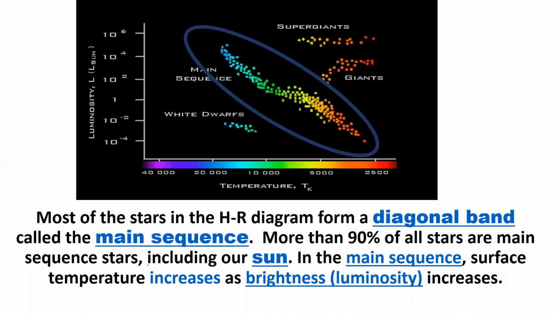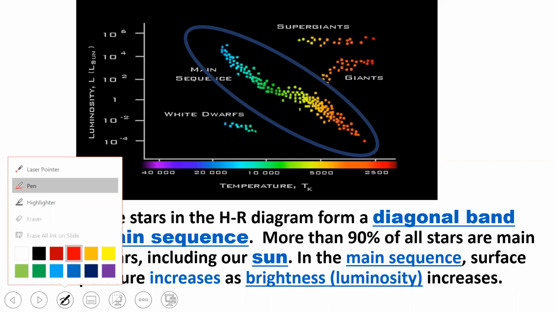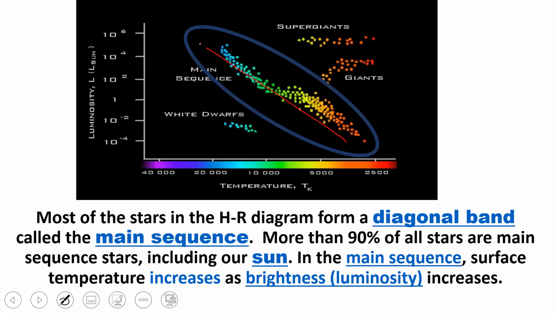If I go up this line, what happens to my temperature? My temperature goes up. If I go up this line, what happens to my brightness? My brightness goes up too. So only for the main sequence, as temperature goes up, so does brightness.